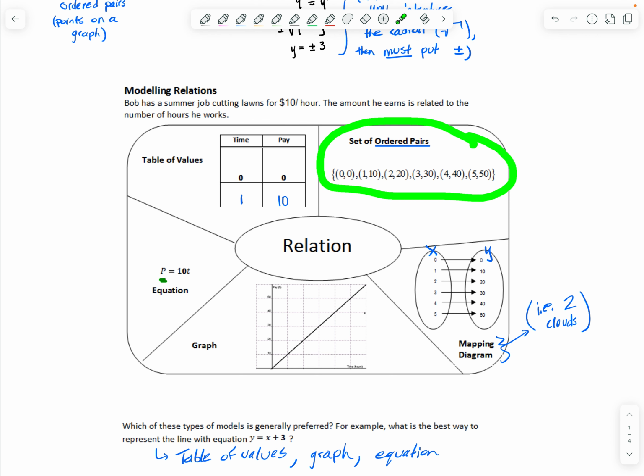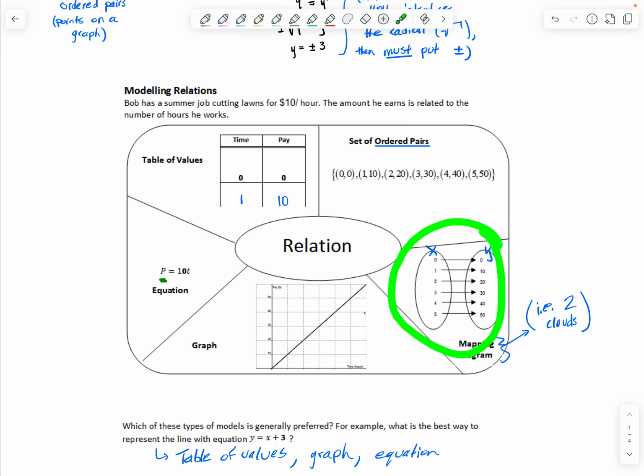Some things that we might not use every day are ordered pairs. These are very nice for discrete relationships, so individual points. So like input output, right, x and y, so 0 hours, $0, 1 hour, $10, 2 hours, $20, and so on and so forth, right?